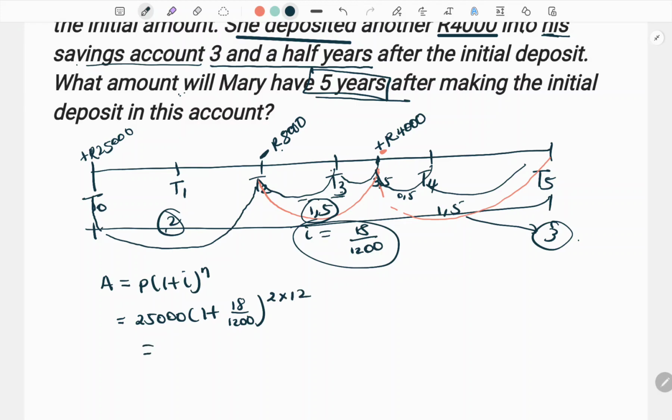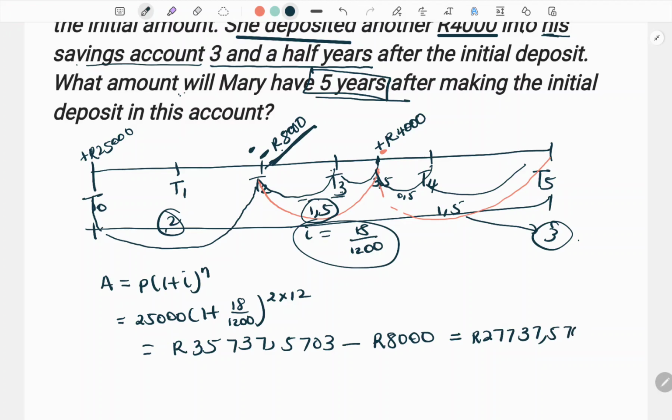And then you get what? You get 3,573.5703. That value will come here, and then you subtract 8,000. Then you get a new value, which is 27,737.5703.